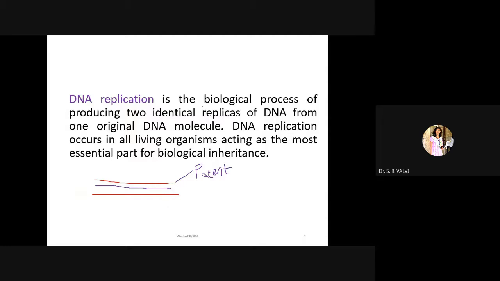Hence this process is called DNA replication. DNA replication means DNA is going to form its own duplicate copy, right? DNA replication occurs in all living organisms, acting as the most essential part of biological inheritance. During biological inheritance, DNA replication is occurring, and this is a very important process in living organisms.